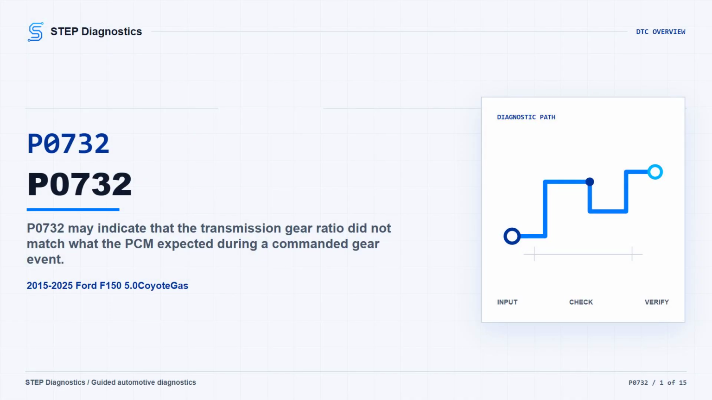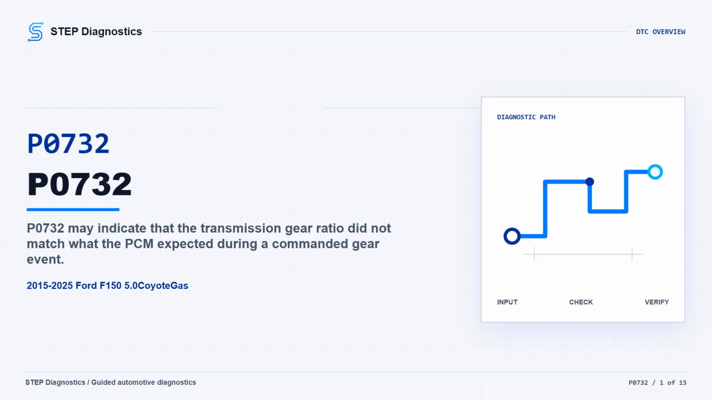On this 10R80 F150, P0732 may mean the transmission gear ratio did not match what the PCM expected during a commanded gear event. The truck may have a harsh or abnormal shift, it can feel like it flares or slips, and the transmission may go into a protective strategy. Broadly, you're thinking about possible fluid condition issues, possible pressure control concerns, possible clutch apply or slip problems, or an internal holding element that is not behaving correctly.